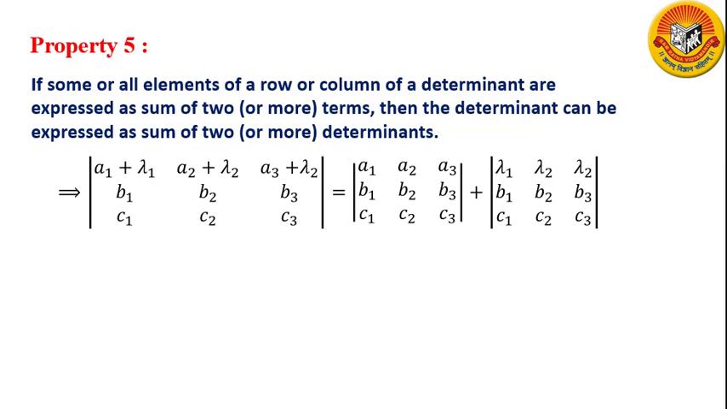The first determinant has A1, A2, A3. In the first row I have taken the first element of each sum, and in the second determinant I have taken the second element, that is lambda 1, lambda 2 and lambda 3. So this is your property number 5, in which if any row or any column is in the form of a sum of two numbers, then I can split it as a sum of two determinants.